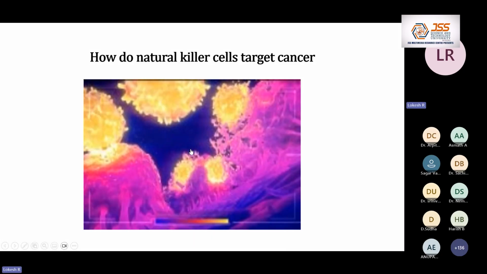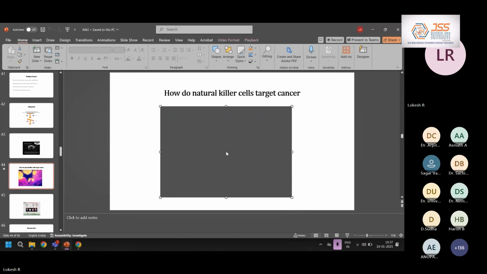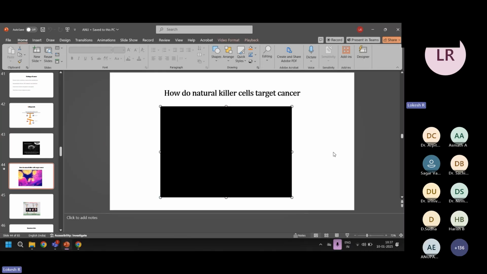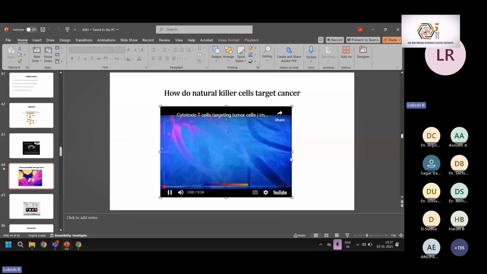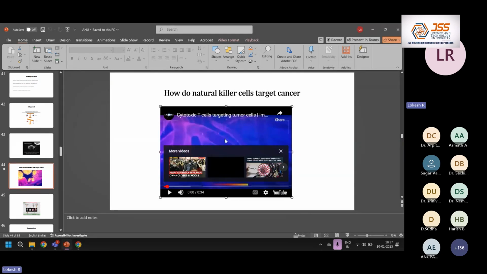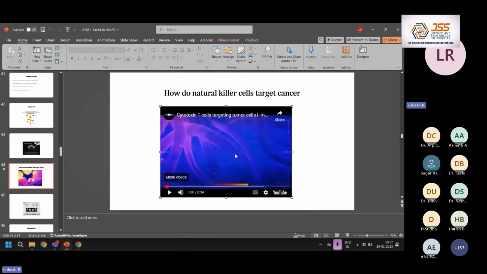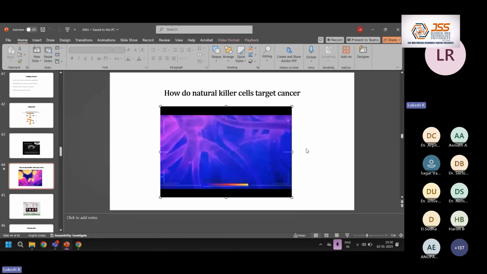Okay, this is an animated video. Here it shows how the normal cells, that is the tumor suppressor cells, kill the cancerous cells. The yellow cell which we can see here is the healthy cell, and the pink cell is the cancerous cell.